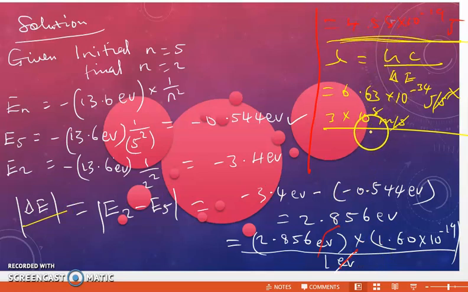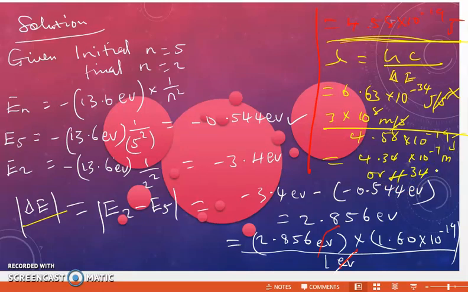4.58 times 10 to the power of negative 19 joules. So if you plug this in your calculator, you will simply get 4.34 times 10 to the power of negative 7 meters. Or you can convert this to nanometers, so that our final answer becomes 434 nanometers, nm.